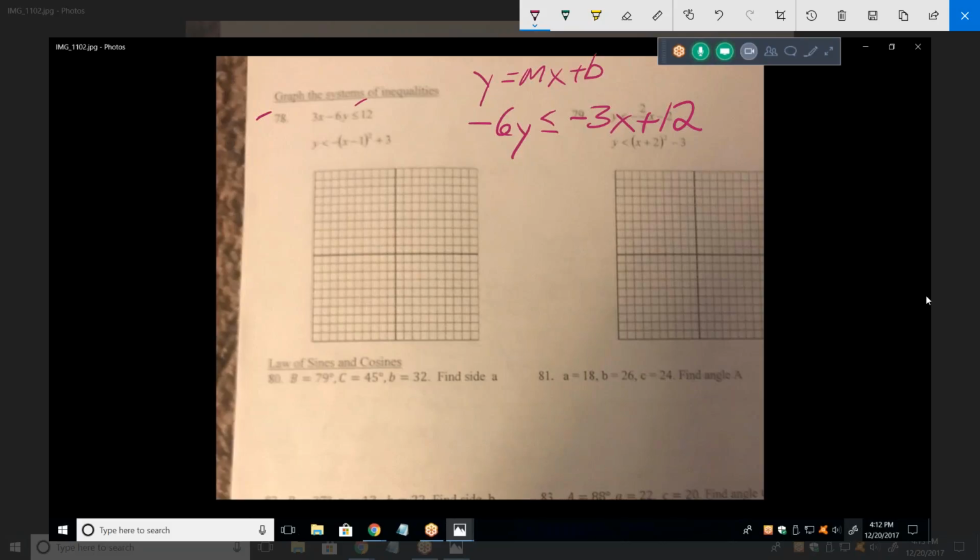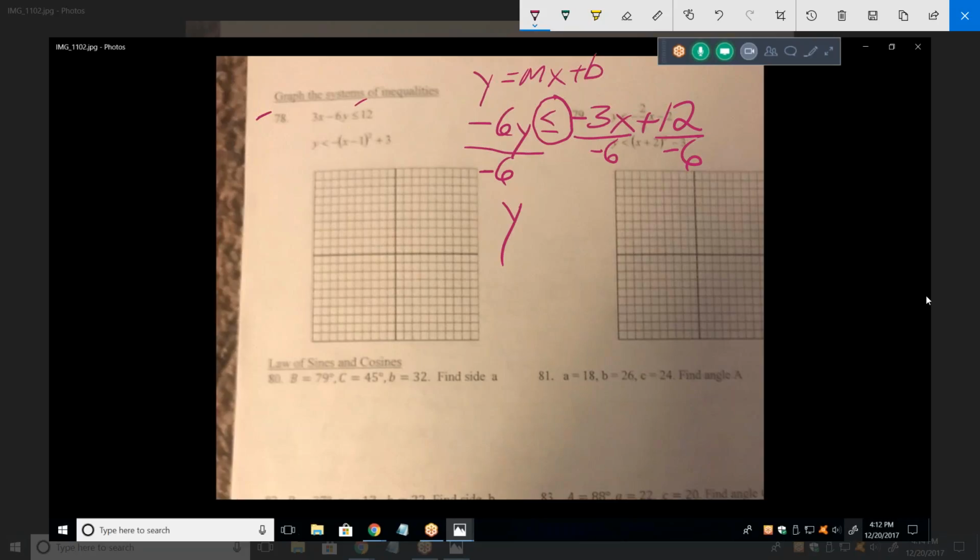You have to divide it by negative 6. You've got to isolate that y. There is both a negative and a 6 in front of it, so I've got to divide everything by negative 6. And the fact that I'm dividing by a negative number does what to that sign? It switches it. Okay, so what's my answer?